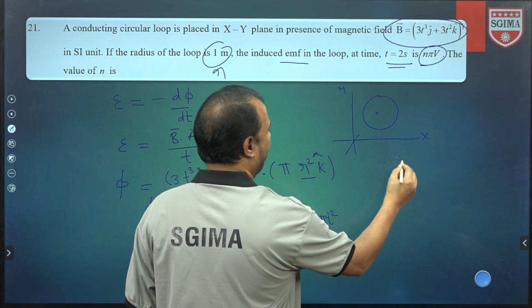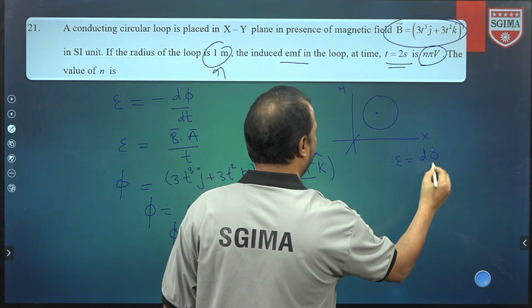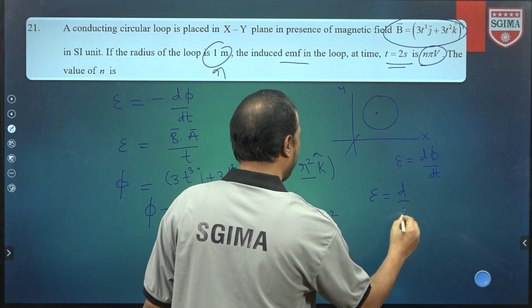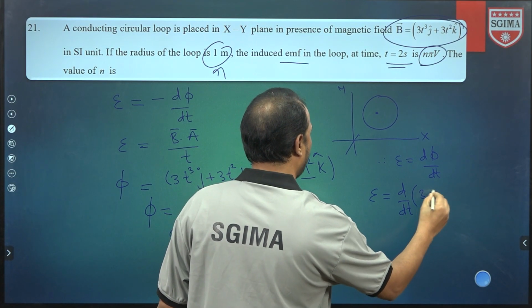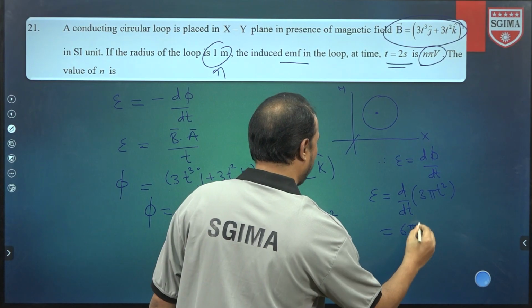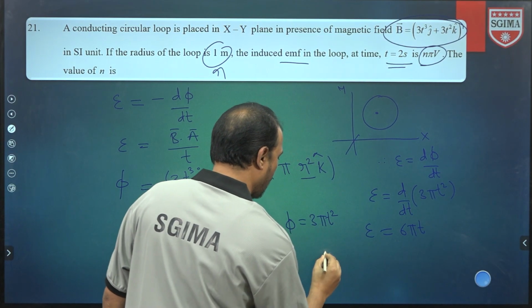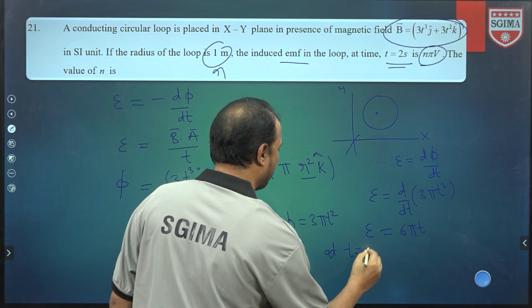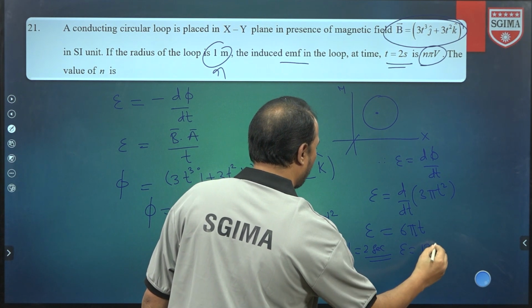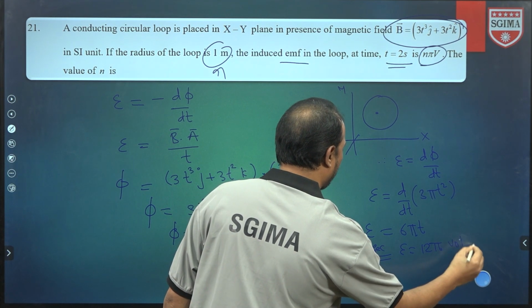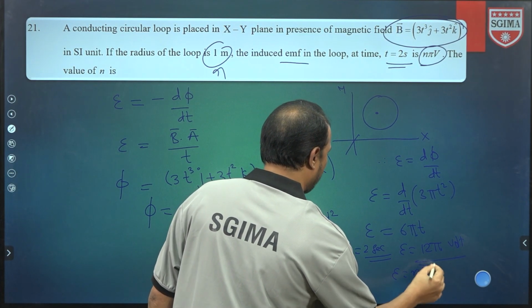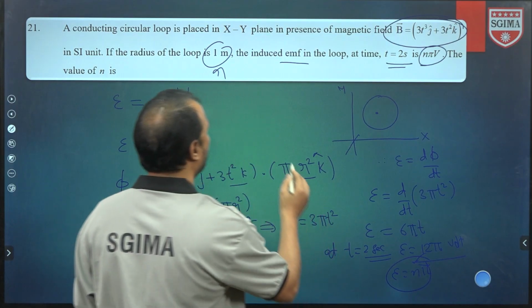Now the EMF is d phi by dt, d by dt of 3 pi t square, which is 6 pi t. Now at the time of 2 seconds, just substitute 2 seconds, you will get 12 pi volt. So if you compare with the given n pi, then the value of n is equal to 12.